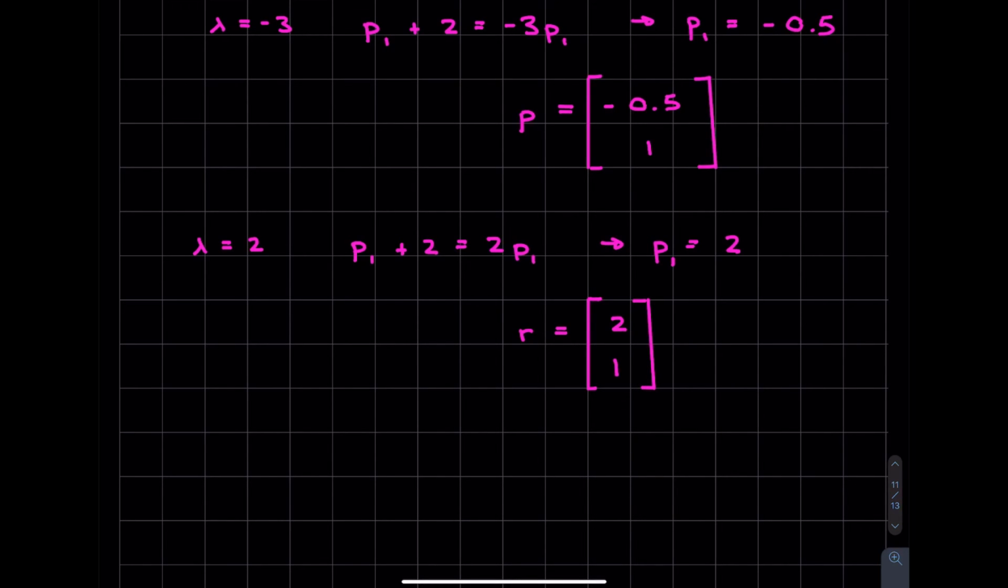It sounds like the classic switcheroo. So there's the two eigenvectors. Again, they're not normalized.